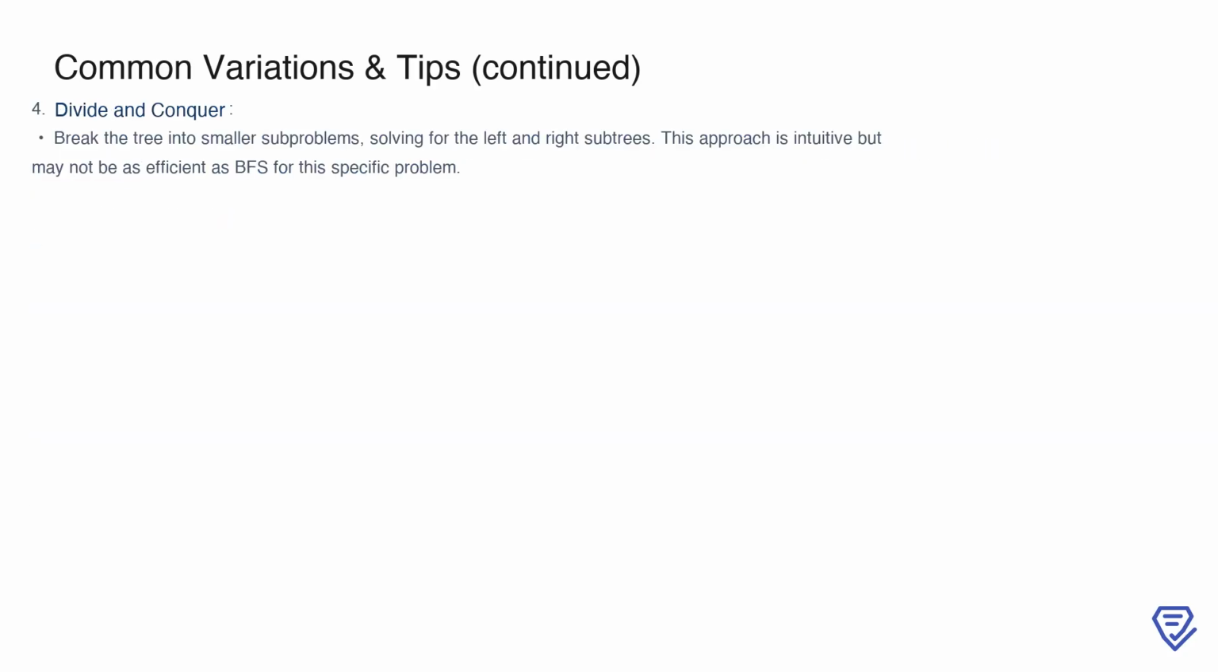Another approach to solving this problem is divide and conquer. Here, you break the tree into smaller subproblems by solving for the left and right subtrees separately. This method is intuitive and works well for many tree-related problems, as it mirrors the recursive structure of trees. However, for finding the minimum depth specifically, divide and conquer may not be as efficient as BFS, since it doesn't inherently prioritize the shortest path to a leaf. While it can still achieve a correct result, it often involves more computation than necessary. So, while this approach is worth understanding and discussing, BFS remains the optimal choice for this particular problem due to its efficiency in finding the shortest path.